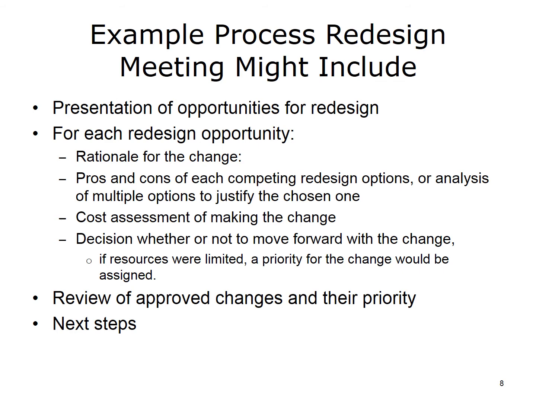An example of a meeting outline for such a meeting would likely include presentation of opportunities for redesign from the as-is process analysis. For each redesign opportunity, the following 4 things would be discussed. Rationale for the change. Examples of reason for redesign may include to take advantage of process automation from an EHR system, to streamline a process, eliminate redundancy, or to help the clinic achieve meaningful use.